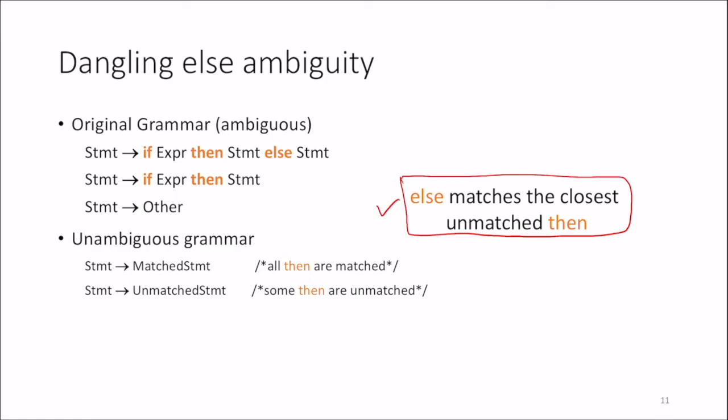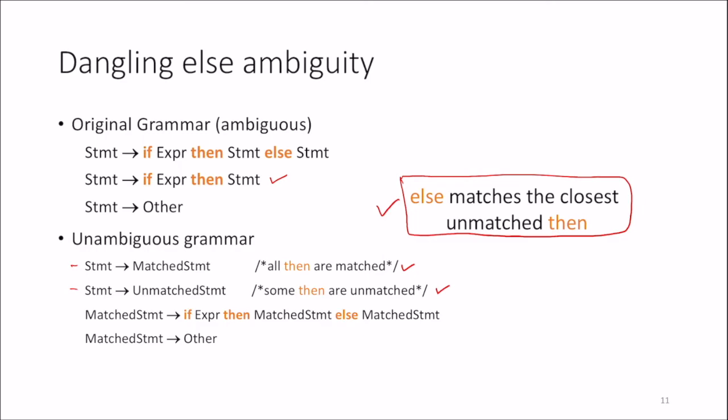So the first thing we do is split up the statements into two different parts. One is a matched statement, in which case you always have the else matched to a particular if statement. So all the thens are matched in this one. And an unmatched statement, because not every if statement needs an else. So sometimes you can just have if expression then statement. So that's captured by this part over here, which is a potentially unmatched statement.